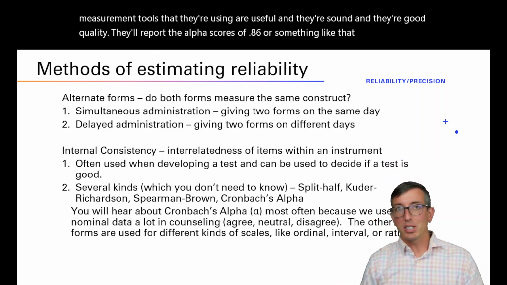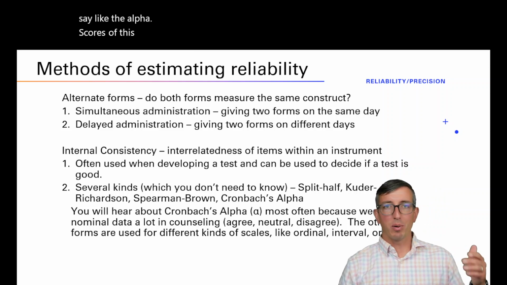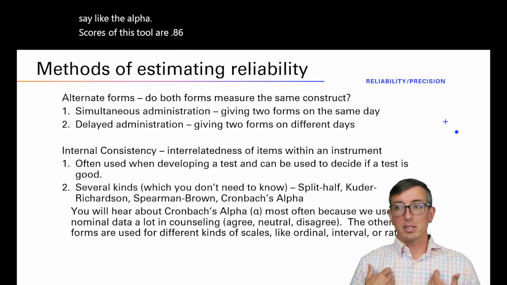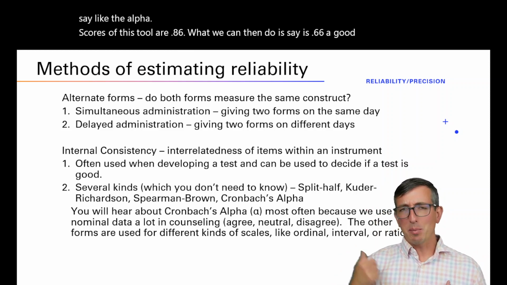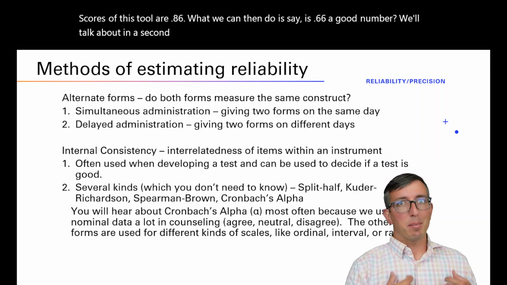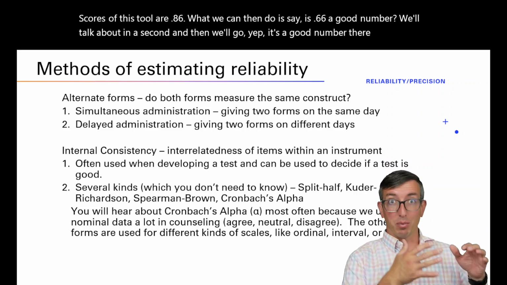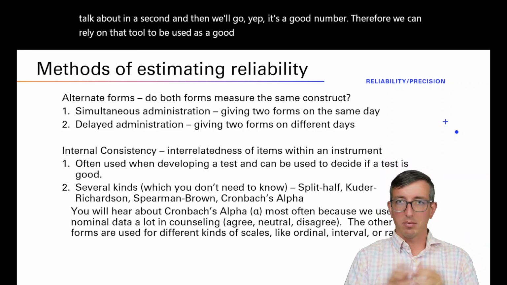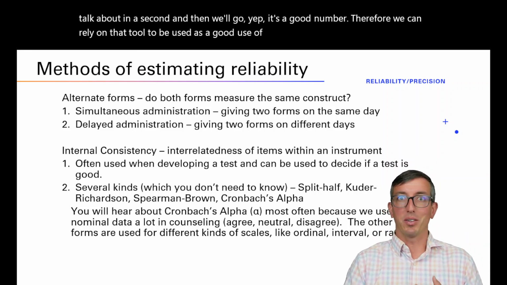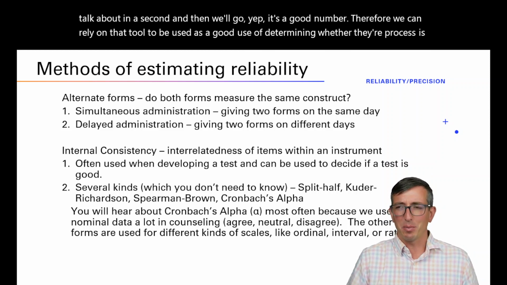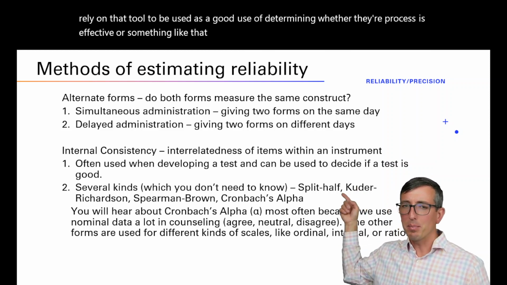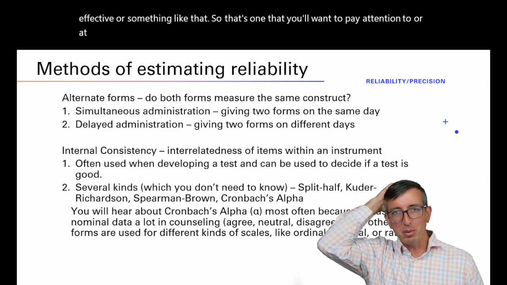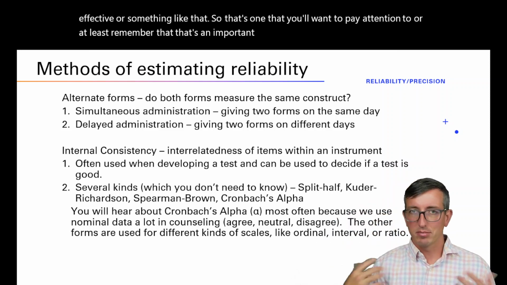And if they just say the alpha score of this tool is 0.86, what we can then do is ask, is 0.86 a good number? We'll talk about it in a second. And then we'll go, yep, it's a good number. Therefore, we can rely on that tool to be a good way of determining whether their process is effective or something like that. So that's one that you'll want to pay attention to, or at least remember that that's an important term or concept.